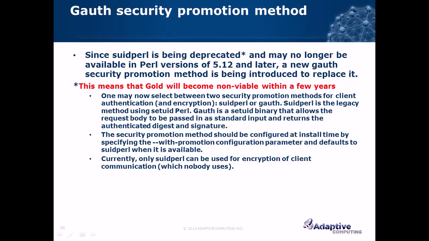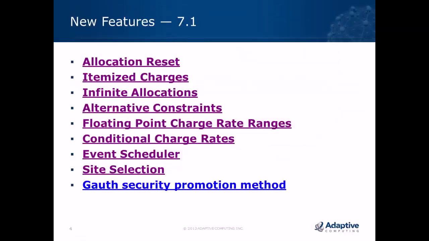It's called the GUI security promotion method. You just should be aware that that's available. It should automatically pick the right one when you install it. If setuid Perl is there, it'll use that. Otherwise, it'll use GUI, which requires CC. When you do the make, it's going to compile a little setuid program similar to mauth, or a little bit like Munge.